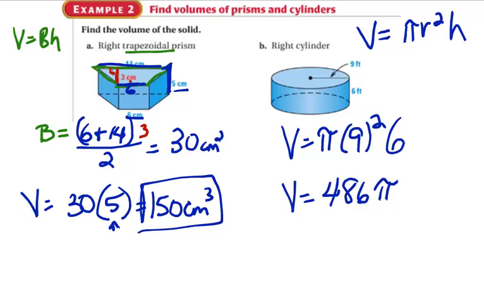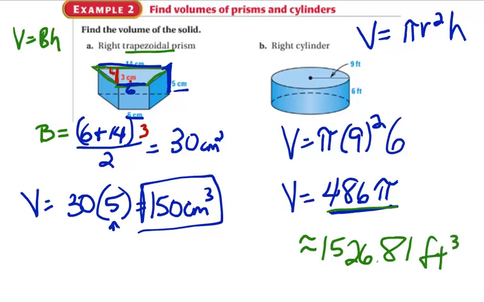So most of the time we're going to want these in terms of pi. There's your terms of pi, which is exact. Now, if your directions did say you could give me an approximation or to round to the tenths or the hundredths, then you could put this in your calculator and you would get 1526.81 feet cubed. Make sure that you pay attention to directions and what it tells you, either exact or round to. And if it doesn't specify, you're safer just leaving it in exact.